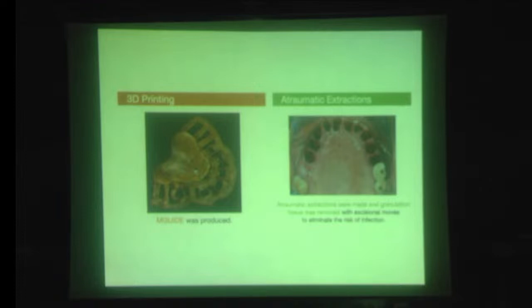Atraumatic extractions were made and granulation tissue was removed with excisional moves to eliminate the risk of residual infection. Look, this is a guide system, but the guide system doesn't change the biology. So we have to be very careful about making the extractions. The extractions must be very atraumatic, and after making the extractions, we have to clean the inner parts, especially the tips of the socket, very carefully.